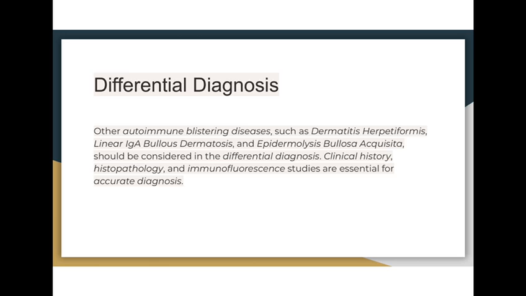Differential diagnosis for these two skin disorders include other autoimmune blistering diseases, such as dermatitis herpetiformis, linear IgA bullous dermatosis, and epidermolysis bullosa acquisita. We can use histopathology and immunofluorescence to distinguish one from the other.